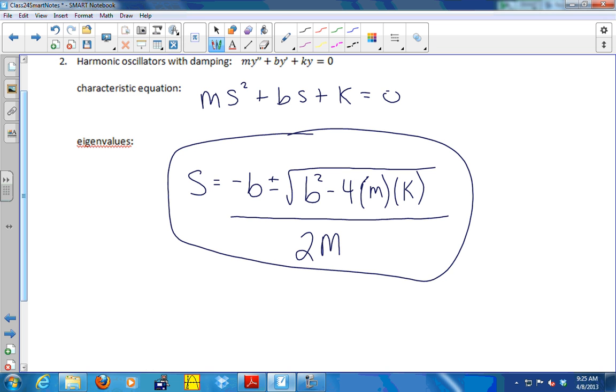Yeah. So this, the square root of b squared minus 4mk has to be less than b, which means that we have a sink. Two real eigenvalues, both of them will be negative. Now, if b squared minus 4mk is negative, then this is an imaginary number, right? Then I'm taking the square root of a negative, and I'm going to have two complex solutions.